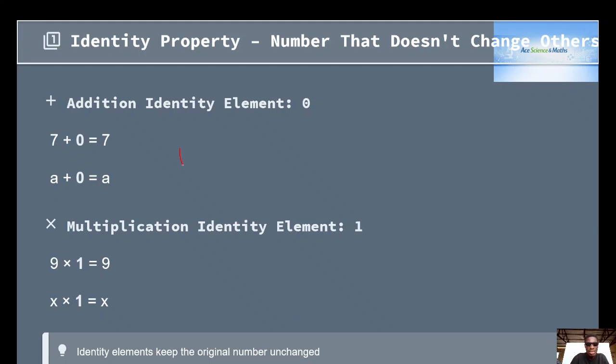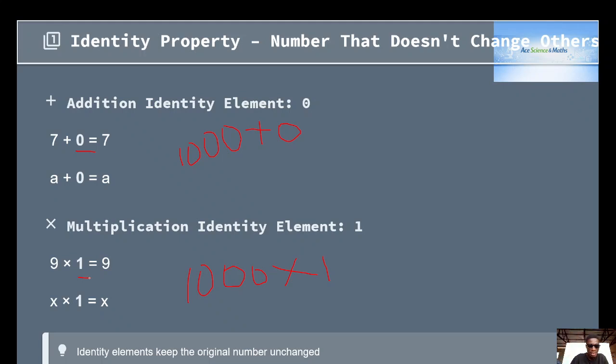So when you add 1000 to 0, it's still 1000. It doesn't change. When you multiply 1000 by 1, it is still 1,000. It doesn't change. So this is what we are talking about when we say identity property. The number does not change. So think of 0 in addition as what? Adding nothing. And then think of 1 in multiplication as being what? Not changing the value.